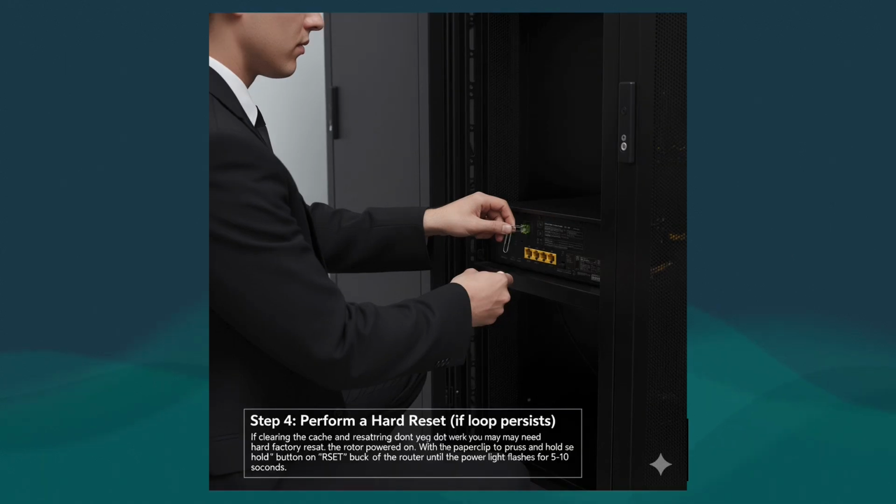Step 4. Perform a hard reset if the loop persists. If clearing the cache and restarting don't work, you may need to perform a hard factory reset. With the router powered on, use a paperclip to press and hold the reset button on the back of the router for 5 to 10 seconds until the power light flashes.